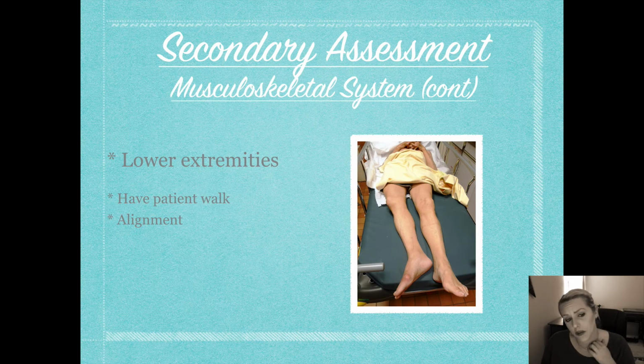On our lower extremities, the best way to test this is to have the patient walk. However, that is not always an option, especially for our trauma patients. We want to look at their alignment. Check pulses. Oh, by alignment, check out this lady's leg. We had always talked about closed femur fractures and how they shorten and rotate. That right there is a very good example of shortening and rotating. It may not be out, it may be in. Never know. And check pulses down there, make sure they still have pulses in those legs.